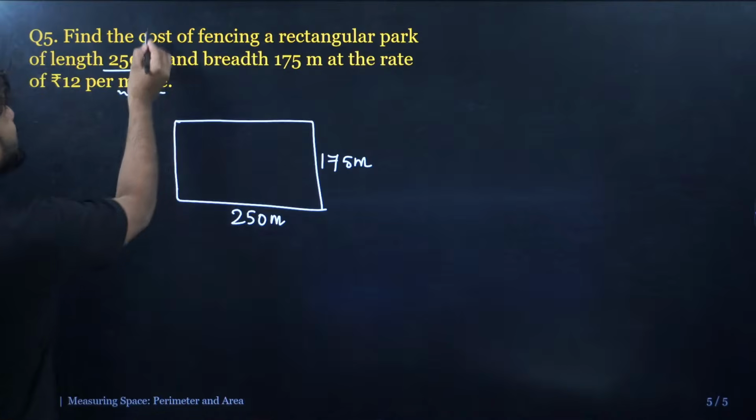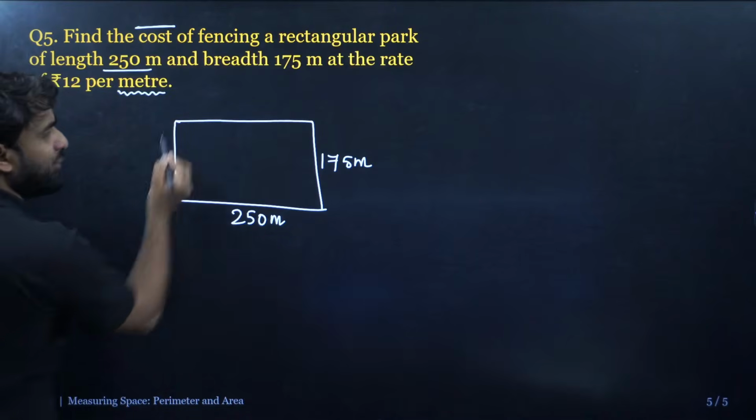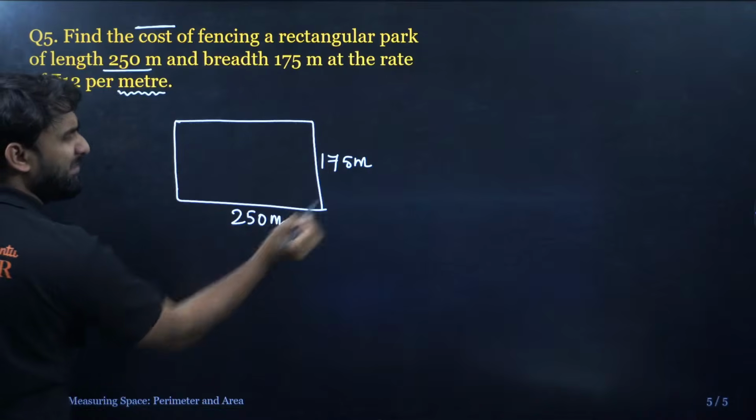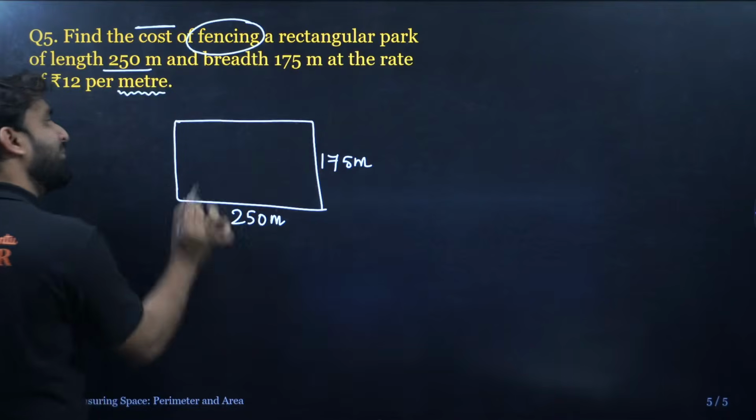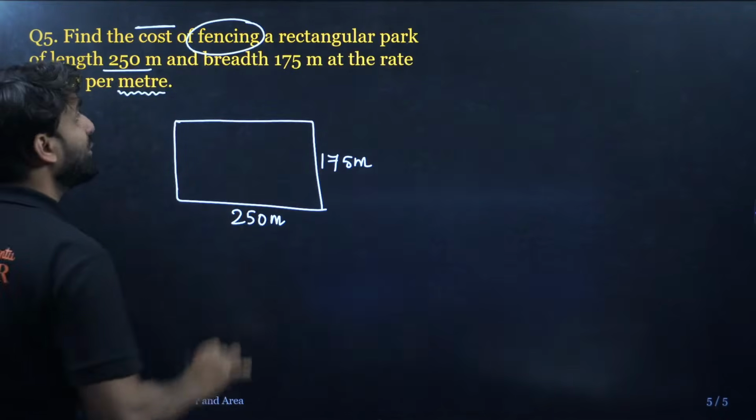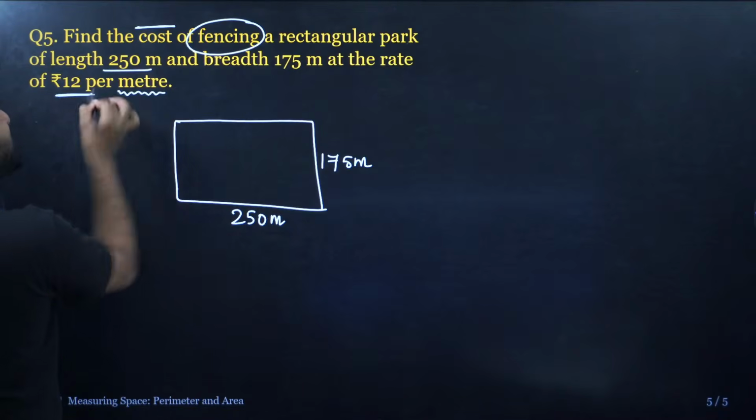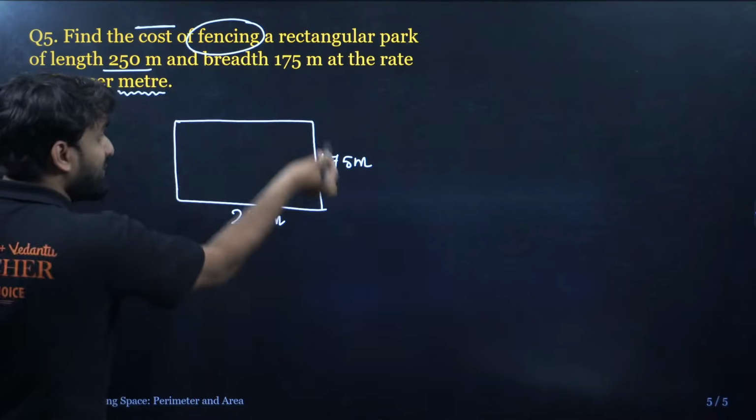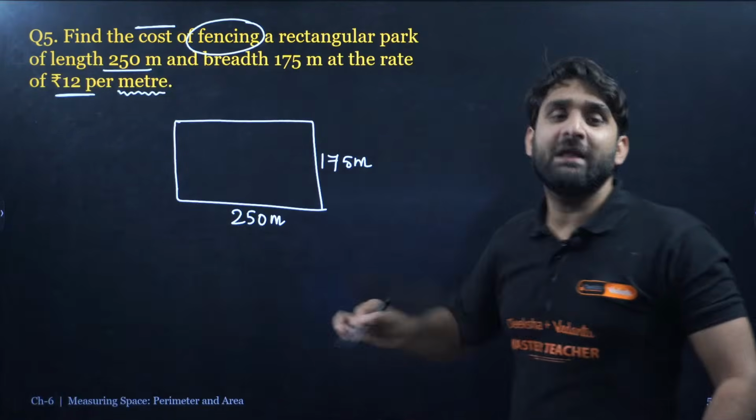Now, what is the cost of fencing? So let's say you are making the boundary using iron wire or brick wall, whatever. Making the boundary is called fencing. So the cost of fencing is 12 rupees per meter. So let's find out the total length of the boundary first.